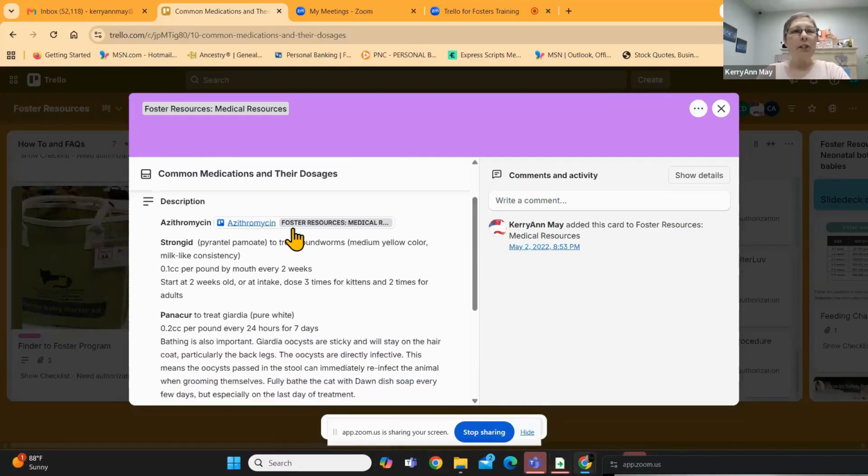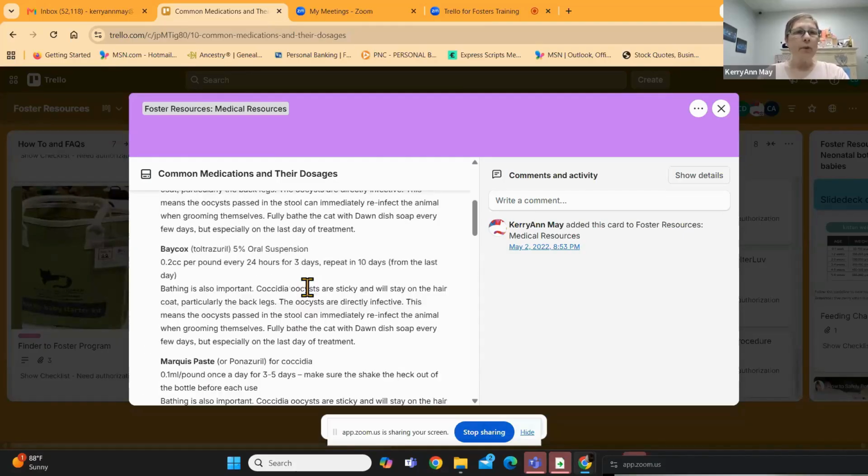So you'll see in terms of like Strongid, that's for roundworms. And the Strongid is a medium yellow color, and it's sort of like milk consistency. So it's kind of thick, but not like water, and not like a gel or anything. So it will tell you it's 0.1 cc per pound by mouth every 2 weeks. So it will have the dosing on a chart that is in the pharmacy. And I will do a separate video giving you guys a tour of the pharmacy. And I will link that probably at the very top of this card when it's done. So anyway, so you go through here, it tells you what we use it for.